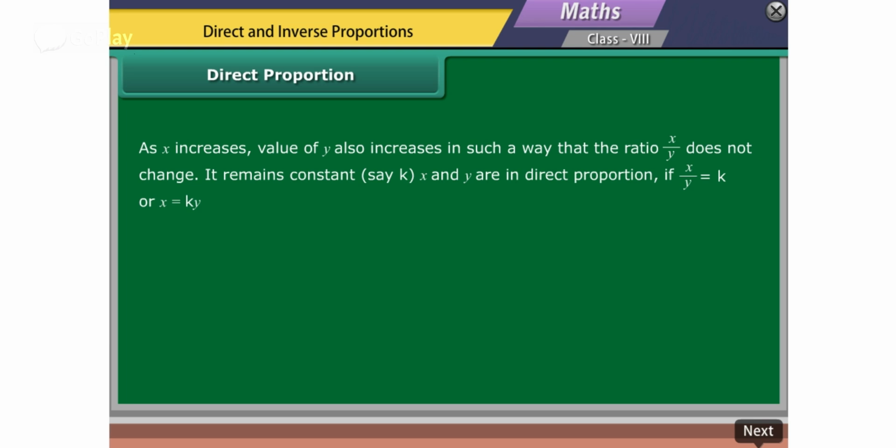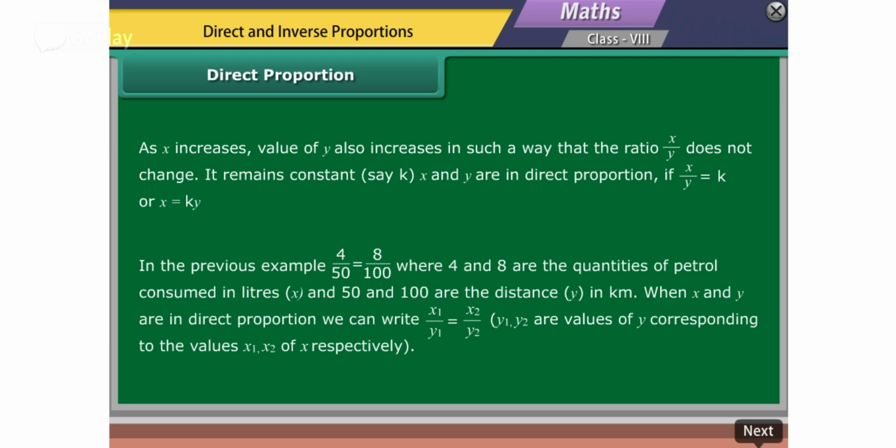X and Y are in direct proportion if X upon Y is equal to K or X is equal to KY. In the previous example, 4 upon 50 is equal to 8 upon 100, where 4 and 8 are the quantities of petrol consumed in liters, X, and 50 and 100 are the distance Y in kilometers. When X and Y are in direct proportion, we can write X1 upon Y1 is equal to X2 upon Y2, where Y1, Y2 are values of Y corresponding to the values X1, X2 of X respectively.